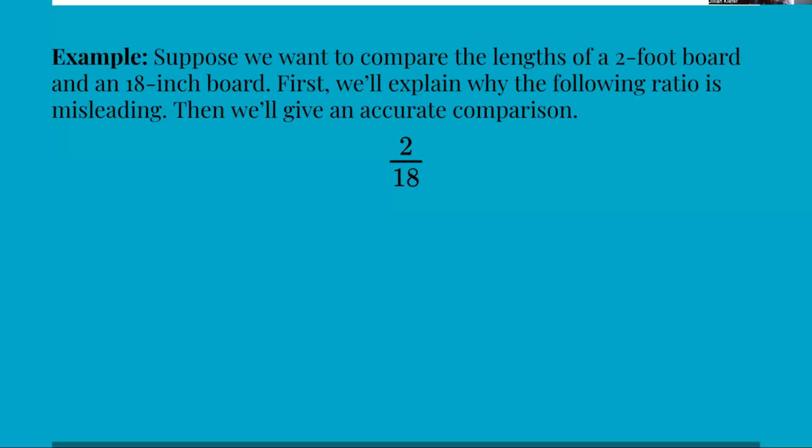So we're going to do a quick example. We're going to suppose that we compare the lengths of a 2-foot board and an 18-inch board. First, we'll explain why the following ratio is actually misleading, and then we'll give an accurate comparison. So the ratio that's been provided to us is 2 over 18, but this is misleading because we were given a 2-foot board and an 18-inch board. They are in different units. So because they're in different units, this ratio is very misleading because it's 2 feet over 18 inches. So whenever we do ratios, we want them to be in the same unit.